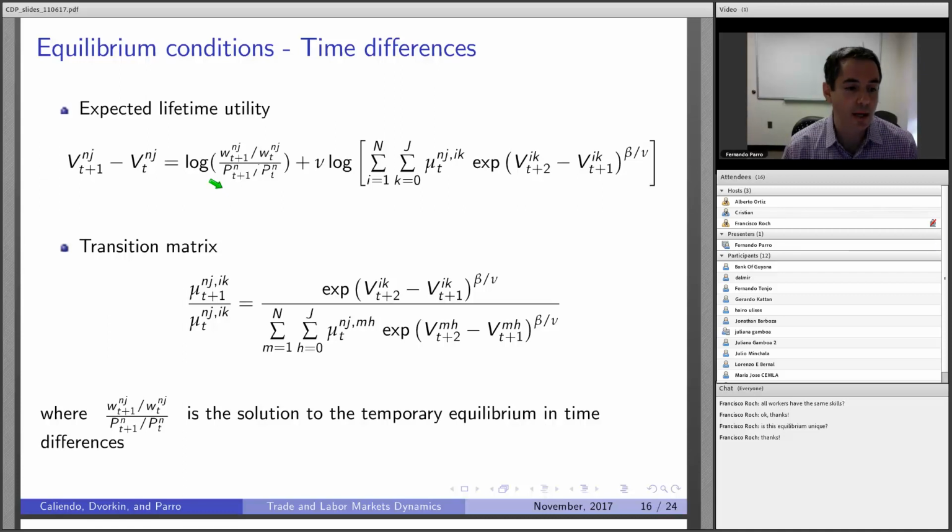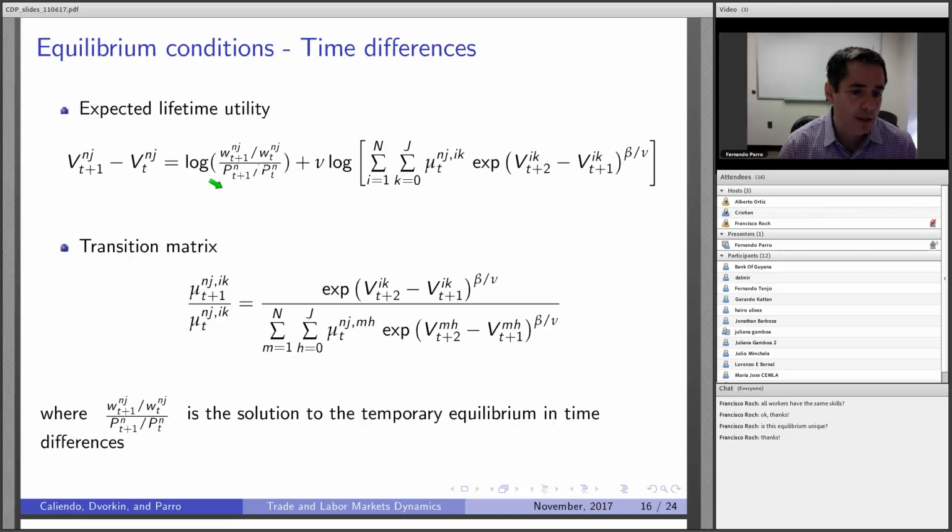And the logic is the same. In time differences, the value function is not going to depend on migration frictions. So migration frictions are going to differentiate out, okay? It's going to depend on the time differences in real wages, and it's going to depend on the migration flows from the previous period. And I already showed how to solve for the migration flows at each time t without having information on migration frictions.